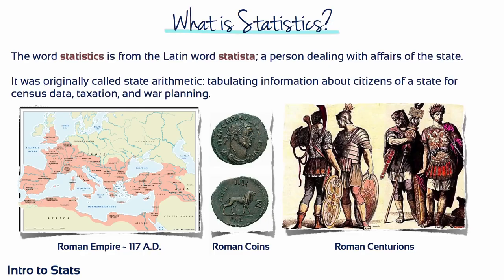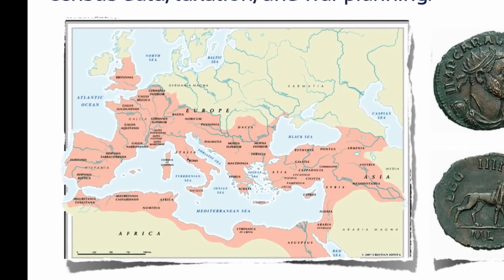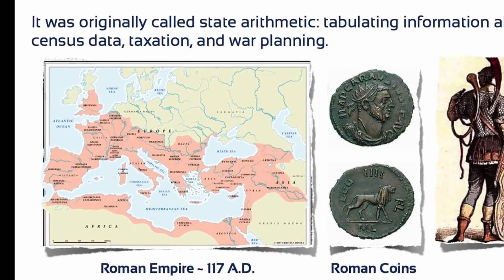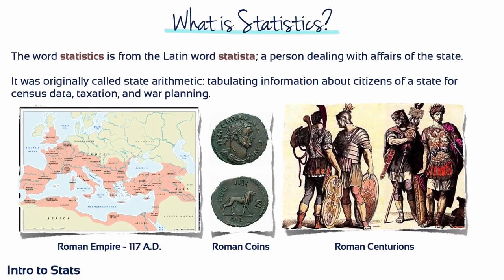Statistical methods date back at least to the 5th century BC. Statistics was originally called state arithmetic and has strong roots in real-world applications. For example, the Roman Empire reached its greatest expanse during the reign of Trajan, with a population of roughly 60 million people. In 117 AD, it stretched from Britain to Syria and from the north coast of Africa to the centre of Europe. That's an enormous number of people to collect, organise and interpret information about.